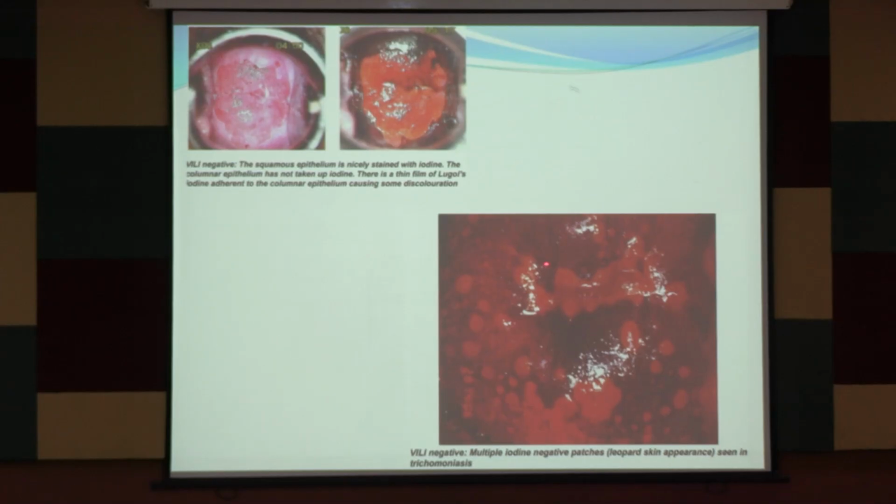Whereas if it is starting to stain yellow, this is also a normal picture actually. This is the normal columnar epithelium. Normal columnar epithelium will stain yellow. And as I showed in the trichomoniasis, there can be a strawberry-like appearance, or when you are using iodine, it is a leopard skin-like appearance.